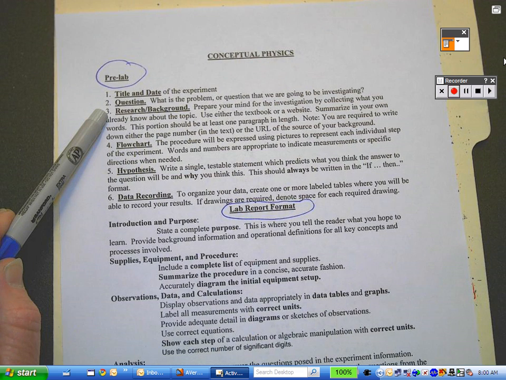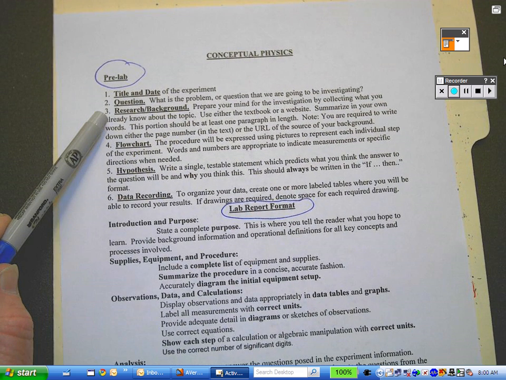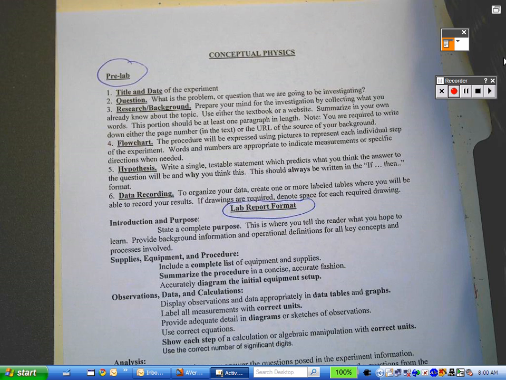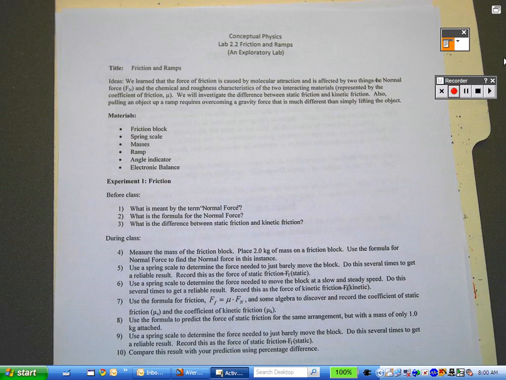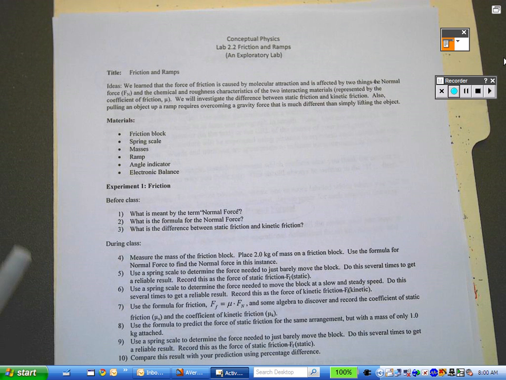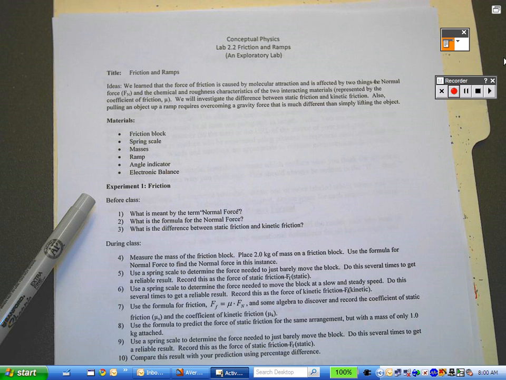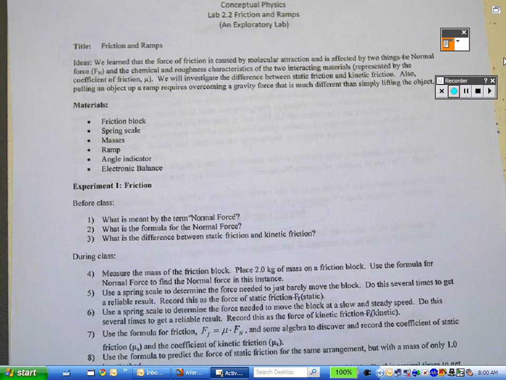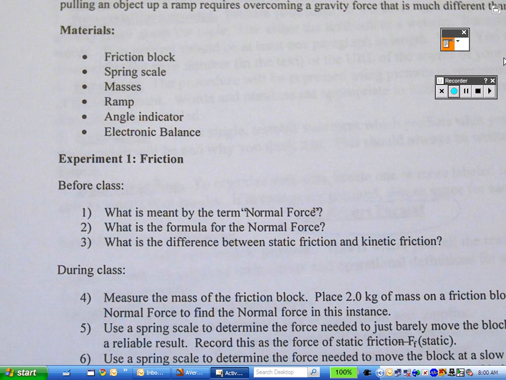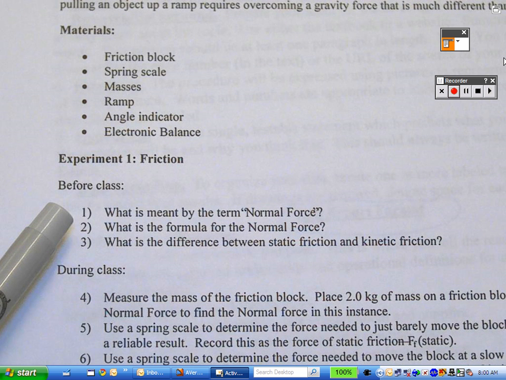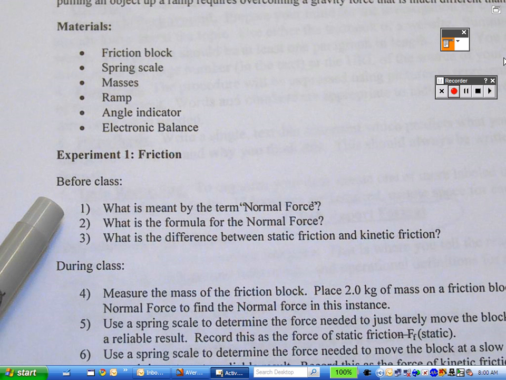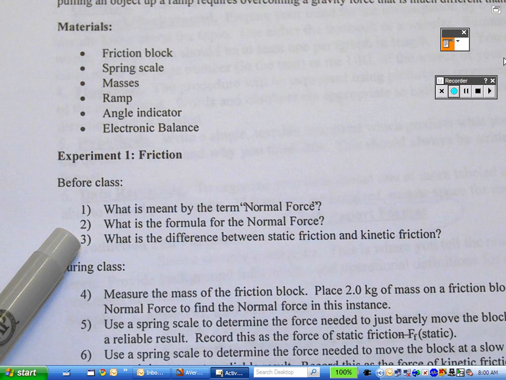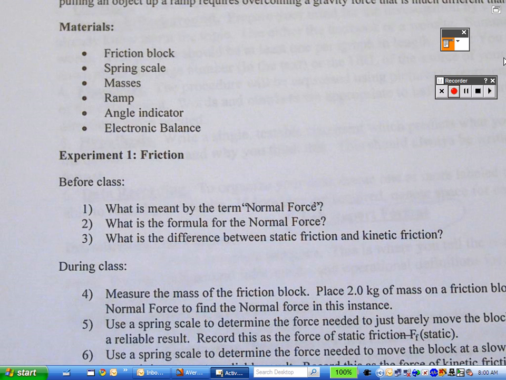Now, I'm going to help you with this a little bit. The idea is, in order to prepare yourself for this, if there is an idea that you need to look up ahead of time, this will be very useful. For instance, one of the experiments we'll do early in the year will be about friction on a ramp. On almost all of the labs, what I'll do to help you with your research and background is I will write something called before class. So for instance, this tells what I would expect at a bare minimum for you to look up. This says what is meant by the normal force. So I would ask you to write these in your research and background, plus whatever else might be very useful for you.